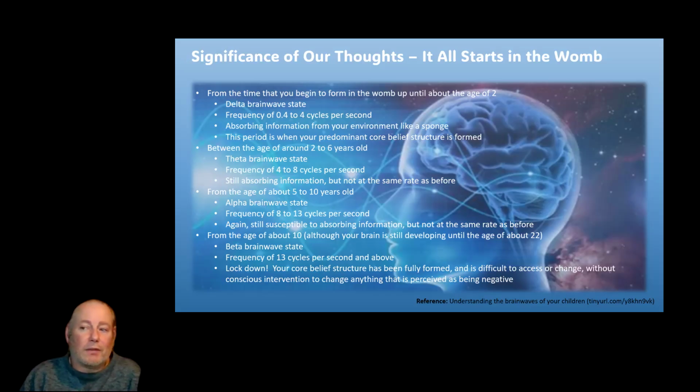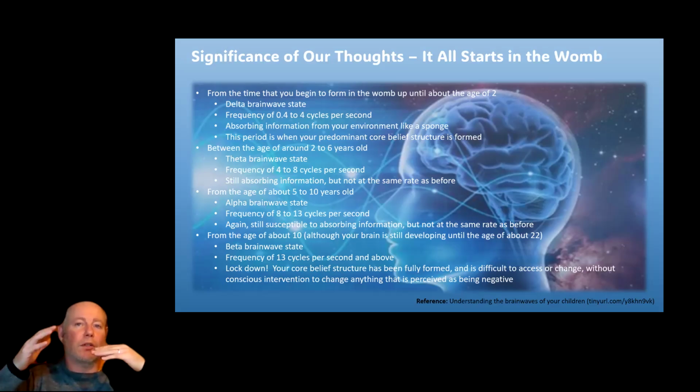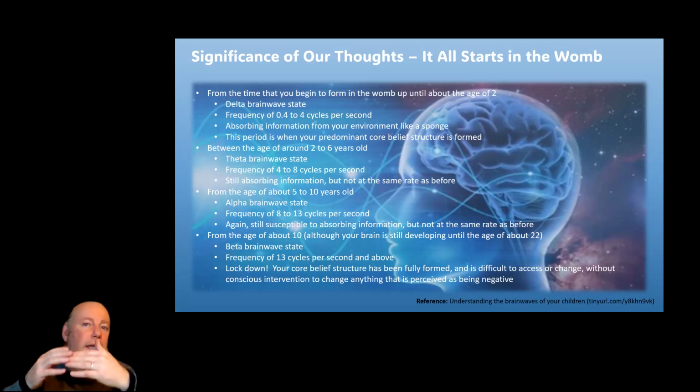But from the age of about 10, although it's understood that your brain is still developing until about the age of 22, you go into beta brainwave state, and that's it, lockdown. That's absolute lockdown on your core belief structure. It's very difficult to then influence your core belief structure beyond that age without meditation or intervention or plant medicine or a deliberate conscious effort to do so. Yeah, so does that all make sense?